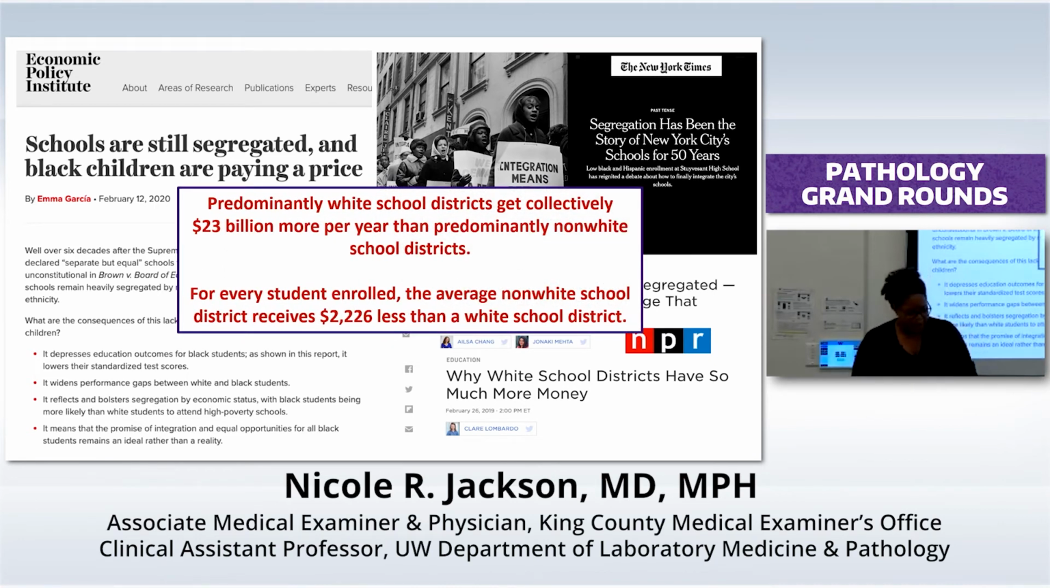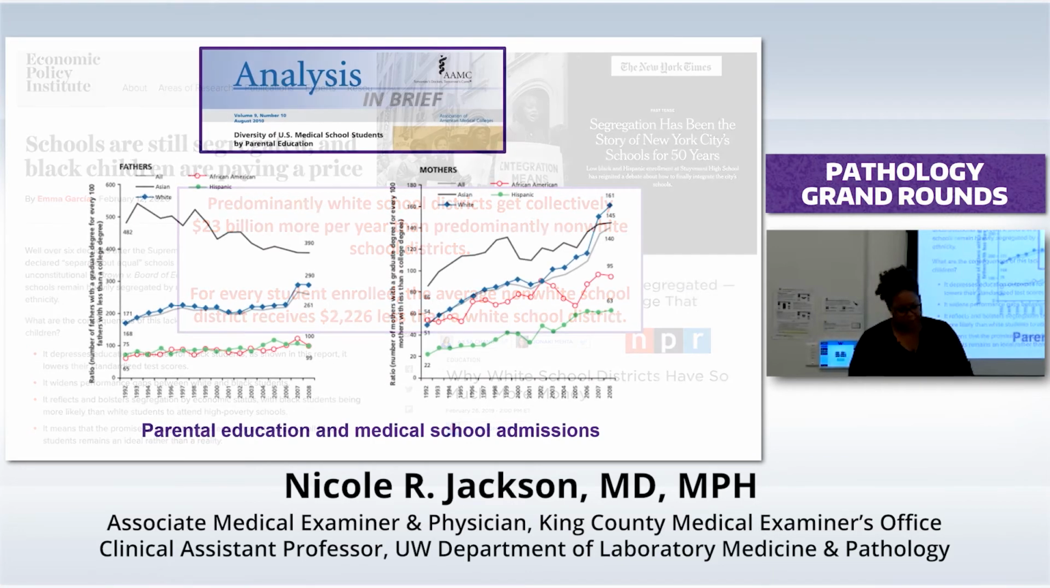In one of these articles, they outline a pretty staggering number: predominantly white school districts in America collectively get $23 billion more per year than predominantly non-white school districts. Translated to every student enrolled, the average non-white school district receives $2,200 less than a white school district. That's a lot, and it helps explain the gap we see when so many people come from minority schools, and then they go to college and there's a gap.